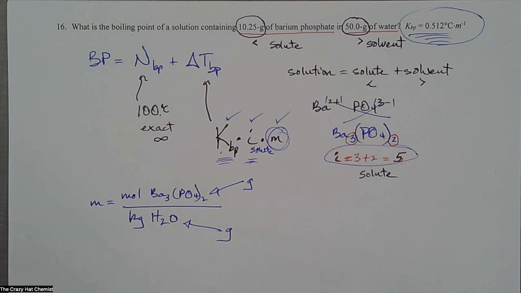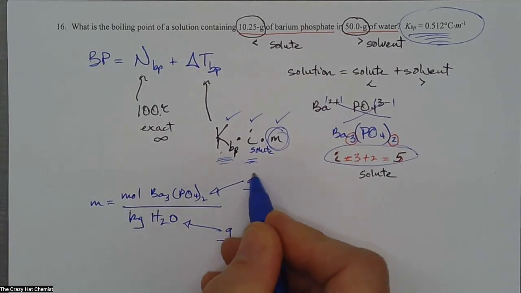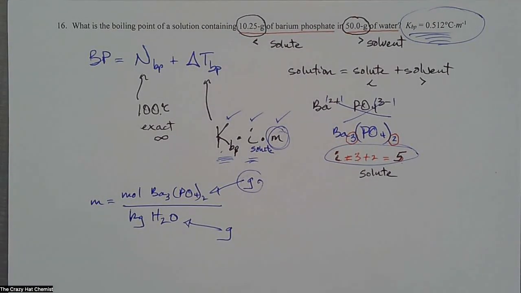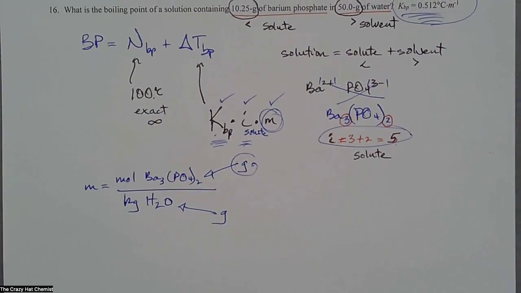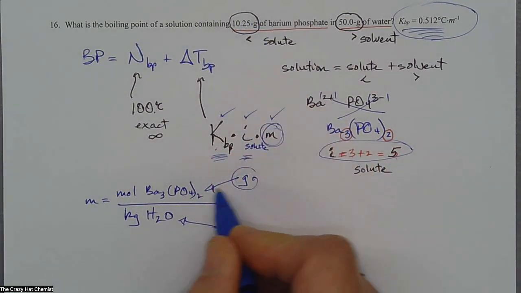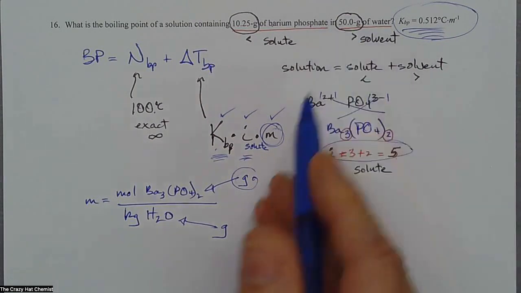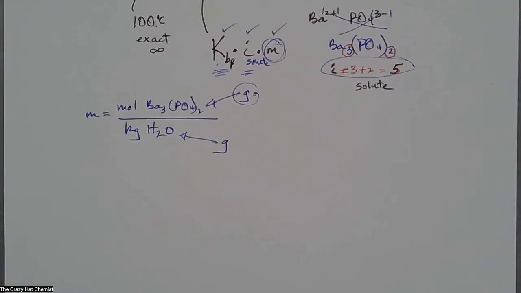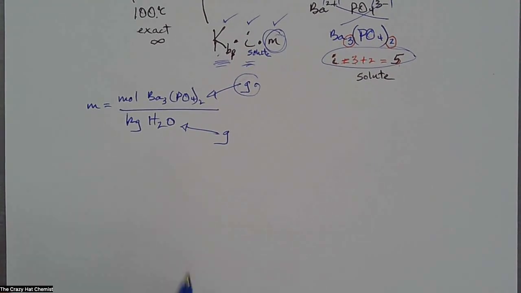Now what we are going to do is take our 10.25 grams of barium phosphate and convert that into moles using the molar mass. So I'm going to slide this problem up here so that you are able to see that next part. We're going to convert the 10.25 grams of barium phosphate to moles, and our 50 grams of water to kilograms, and solve for the molality.